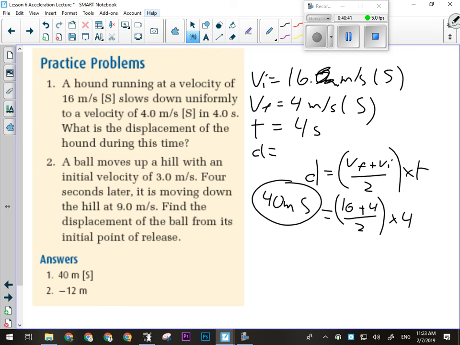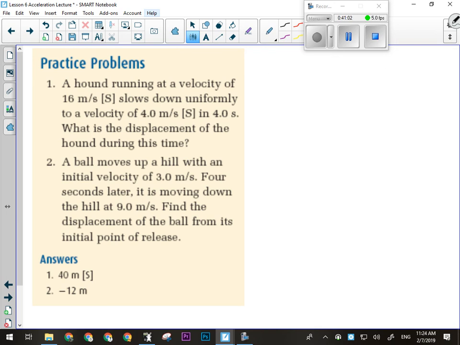Okay. Now, number 2 illustrates the importance of remembering your vectors. So we've got a ball that's moving up a hill initially, but afterwards, it's probably going down the hill. If you roll a ball up a hill, eventually it comes back, unless you manage to roll it over the top. But it doesn't sound like that's what happened in this question. So we need to keep in mind that direction can change during movement. So a ball moves up a hill with an initial velocity of 3 meters per second. I'm going to go VI equals 3.0 meters per second, and I'm going to say that's uphill.